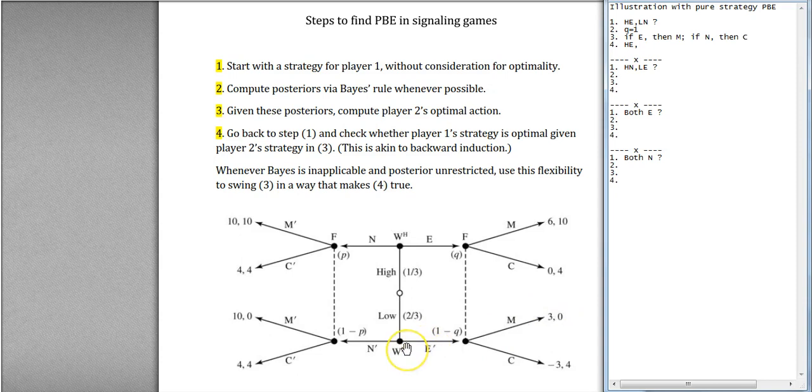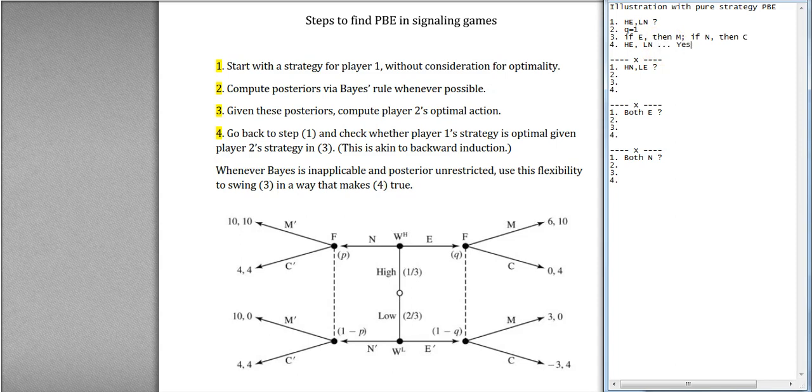On the other hand, the low ability type can get educated and be made a manager. You get a higher salary, but it's so costly to get educated, and your payoff ends up being actually lower, 3. So for the low ability person, N leads to a payoff of 4, and E leads to a payoff of 3. What's optimal is then N. If you're a low ability person, then not getting educated is optimal. So we've completed step number 4. What is optimal for player 1, and does it match up with the strategy assigned in step 1 without any consideration for optimality? Yes.